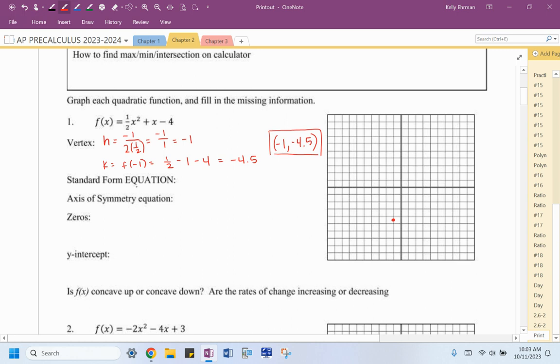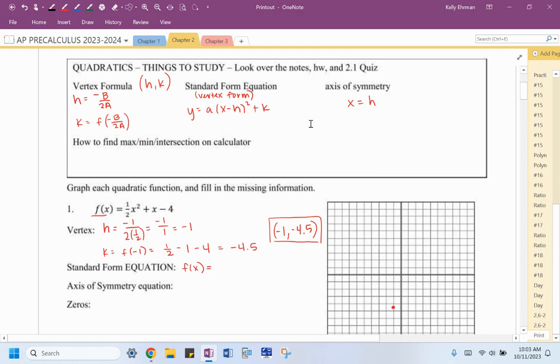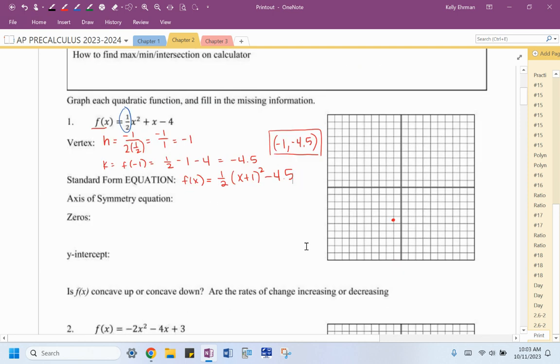Standard form equation. Make sure that if this is f of x, you're writing f of x equals. And you shouldn't have any work to do for this, no calculation if you've already found the vertex. Standard form, remember, I'm just filling in this form right here. So now I do have to remember there's a coefficient of 1/2. That's the a that's out in front. So put the 1/2 in. And then it's (x minus h) squared plus k. And that's it. That's standard form.